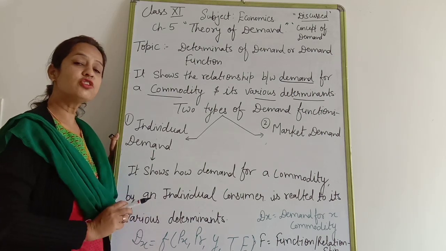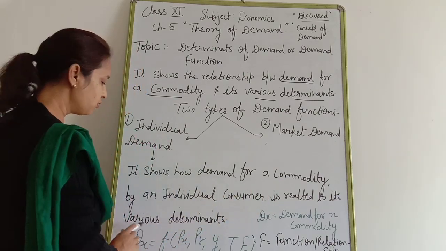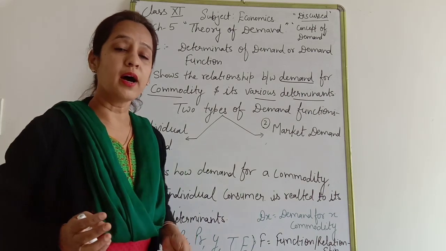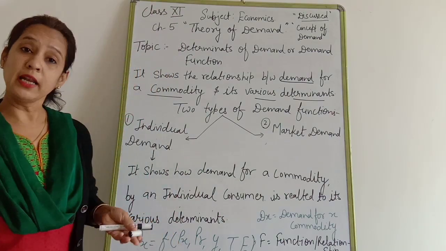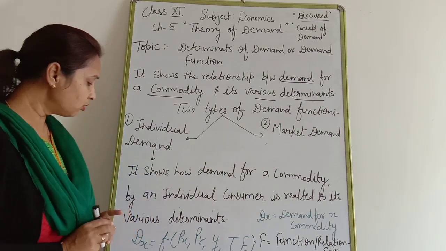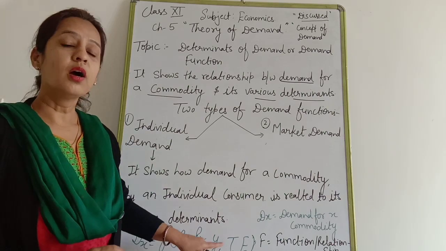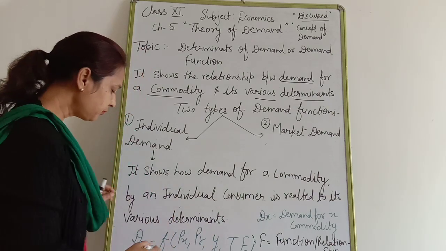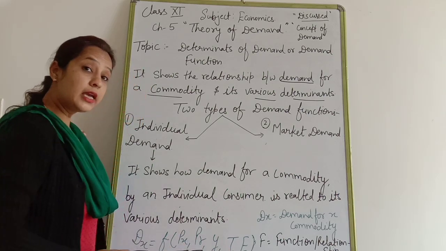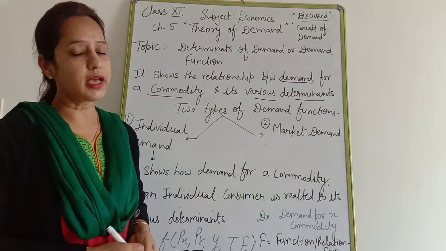Individual demand shows that the demand for a commodity by an individual consumer is related to its various determinants. When a consumer is going to purchase any commodity, definitely a few factors determine his demand. So those factors are Dx = f(Px, Pr, Y, T, E). Dx means demand of x commodity. Suppose we have taken demand of x commodity.